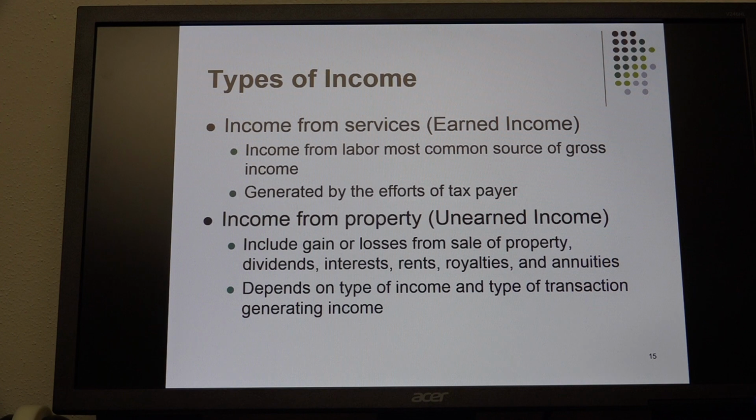Talks about the type of income you can have. Income from services is called earned income. It's generated by the efforts of the taxpayer. Income from property is considered unearned income. I'm not sure why. That makes no sense whatsoever in my humble opinion, but they call it unearned income. It includes the gain or losses from the sale of property, dividends, interest, rents, royalties, and annuities.